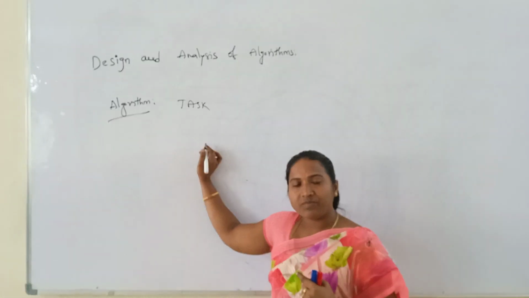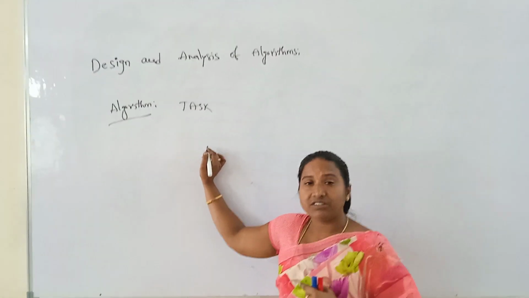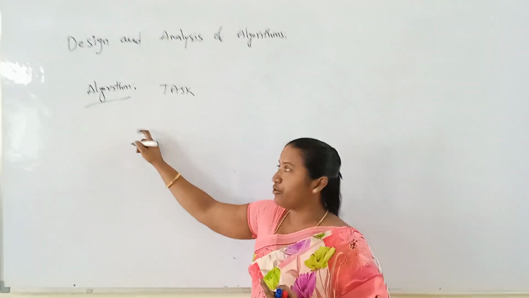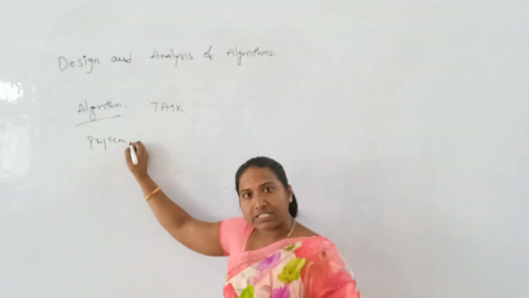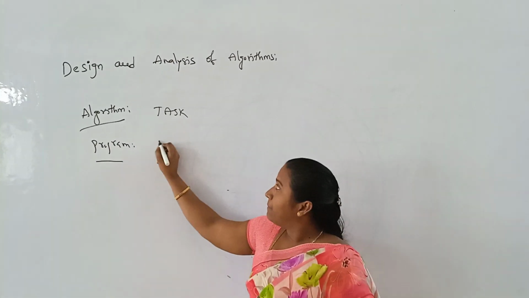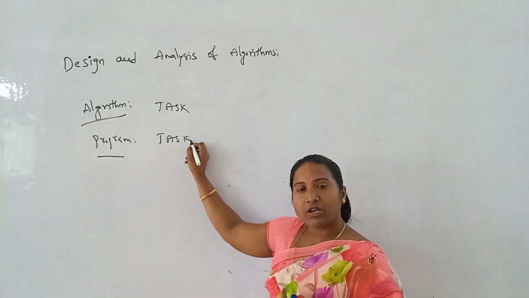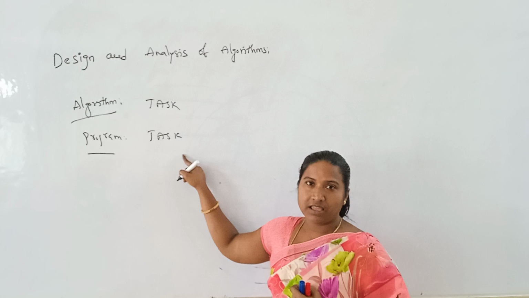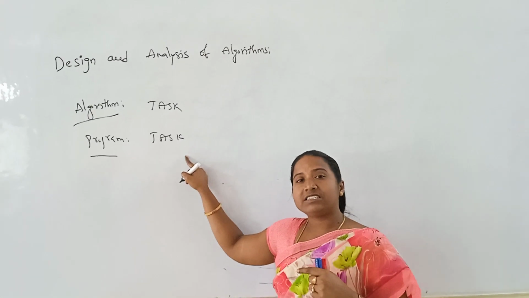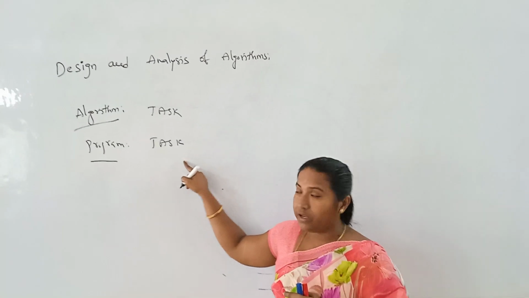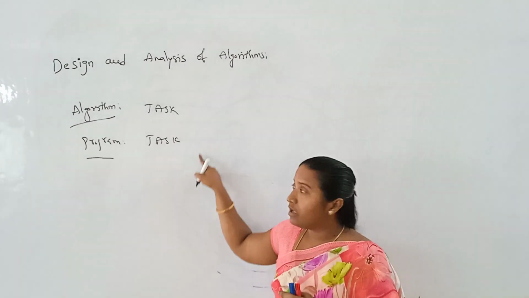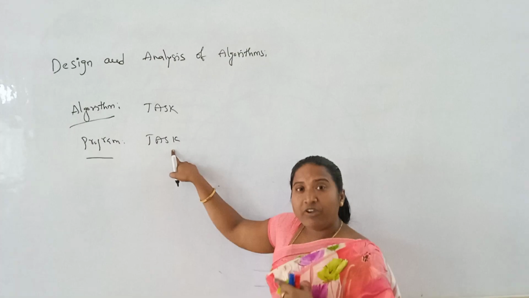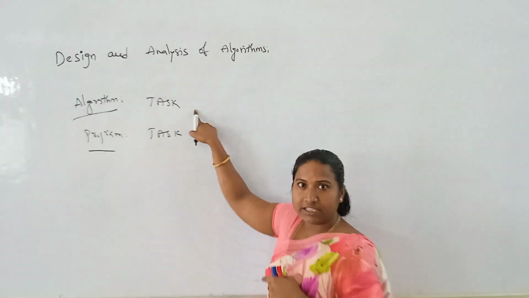What is a program? The same definition we will be seeing for a program also. A program is also a step-by-step process to complete a specific task. Now, understand the difference between algorithm and program. The difference is that every program will begin with an algorithm.